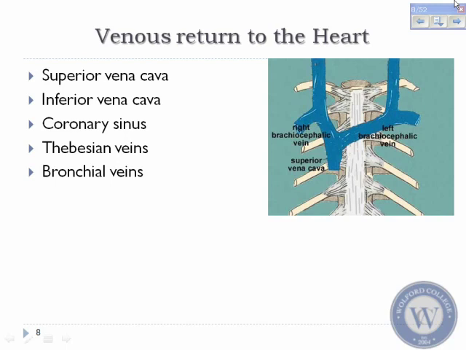If you have to rank which one has the lowest oxygen concentration, the lowest is the coronary sinus, followed by the superior vena cava, followed by the IVC. The IVC has the highest oxygen saturation of all the deoxygenated returning blood.